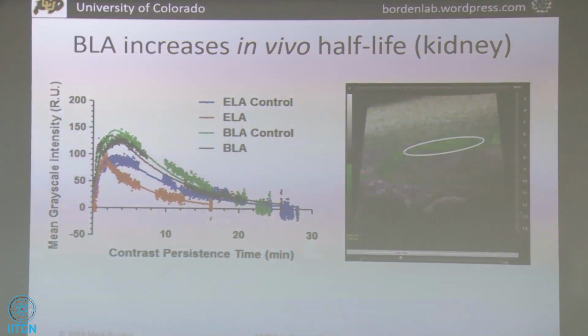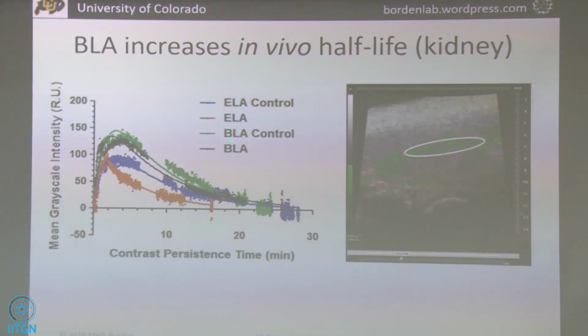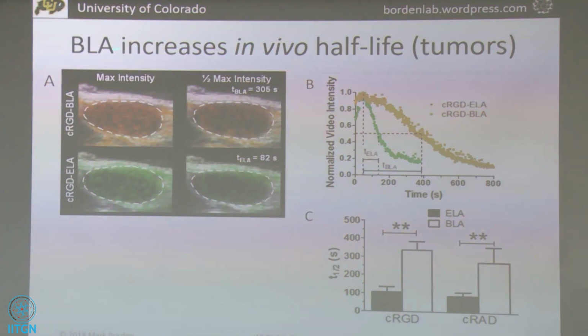You draw a region of interest in the rat kidney, and you look at ELA, the black curve, versus BLA, the red curve. There's a significant difference, right? And the result is consistent with controls. The BLA also increases the half-life in tumors. This is the exposed ligand architecture. This is the buried ligand architecture. So significantly larger persistence with the buried ligand architecture. Again, that's true for both RGD and RAD. Remember, RGD binds to the target. RAD is an isotype control.